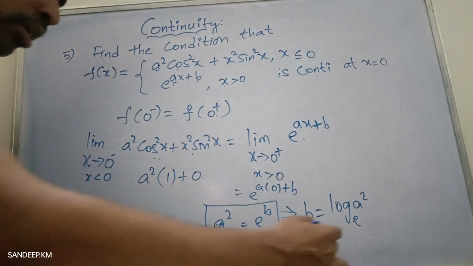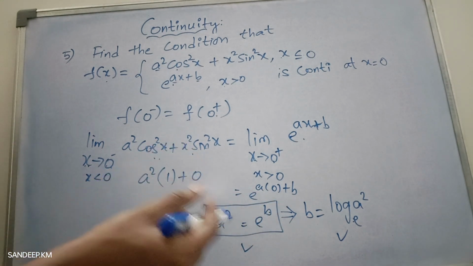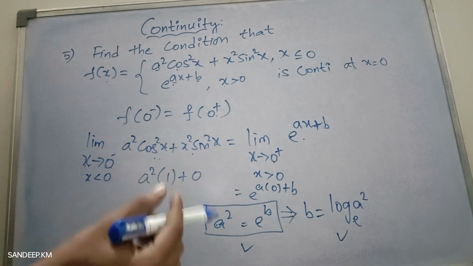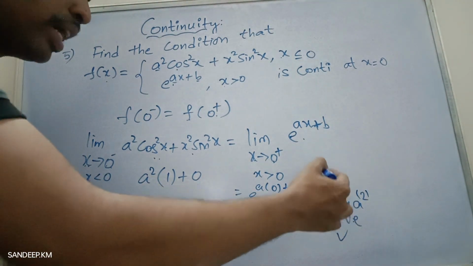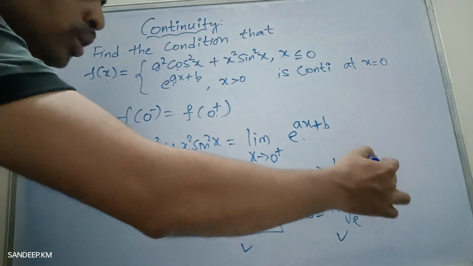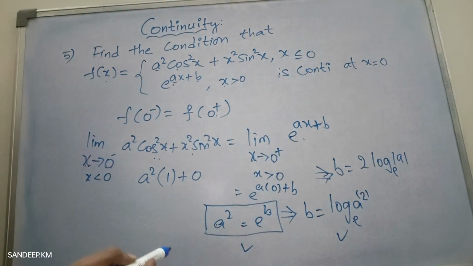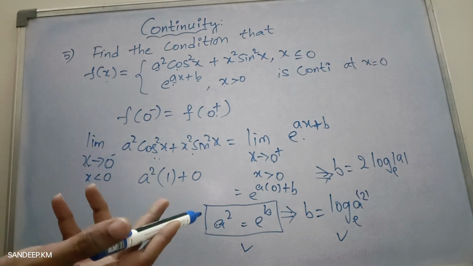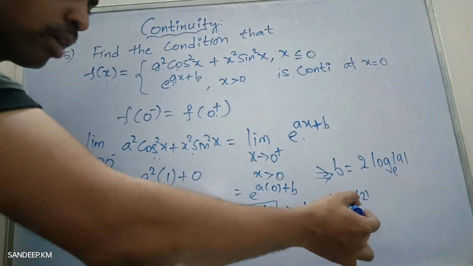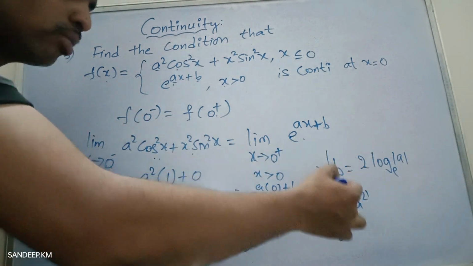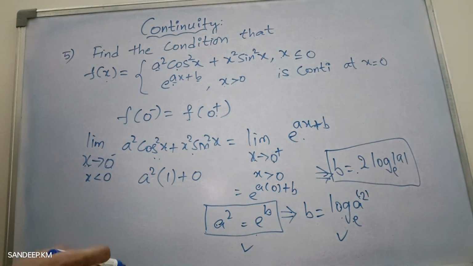This can be the condition or this can be the condition. And sometimes they will use the properties of logarithms. If you know how to use the properties of logarithms, the power will become the coefficient. So we can say that b is equal to 2 times log mod a. We should not write only a, we should write mod a, because we don't know whether a is positive or negative. So when the power becomes a coefficient, we will not write log a, we will write log mod a. So in these three possibilities, anything can be the condition.